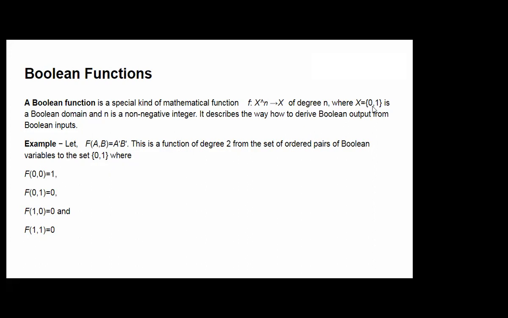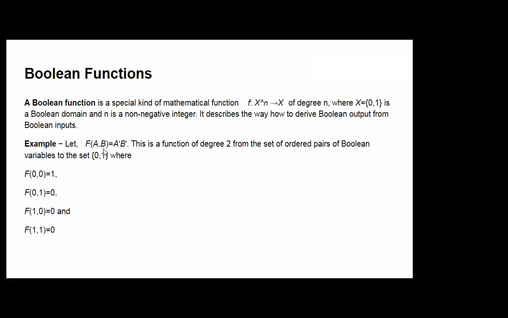Here, how it is given: X is {0, 1}, and the function is from X raised to n to X. The example given here is f(a, b) = a' b'. This is a function of degree 2 from the set of ordered pairs of Boolean variables to the set {0, 1}, where f(0,0) is 1, f(0,1) is 0, f(1,0) is 0, and f(1,1) is 0.